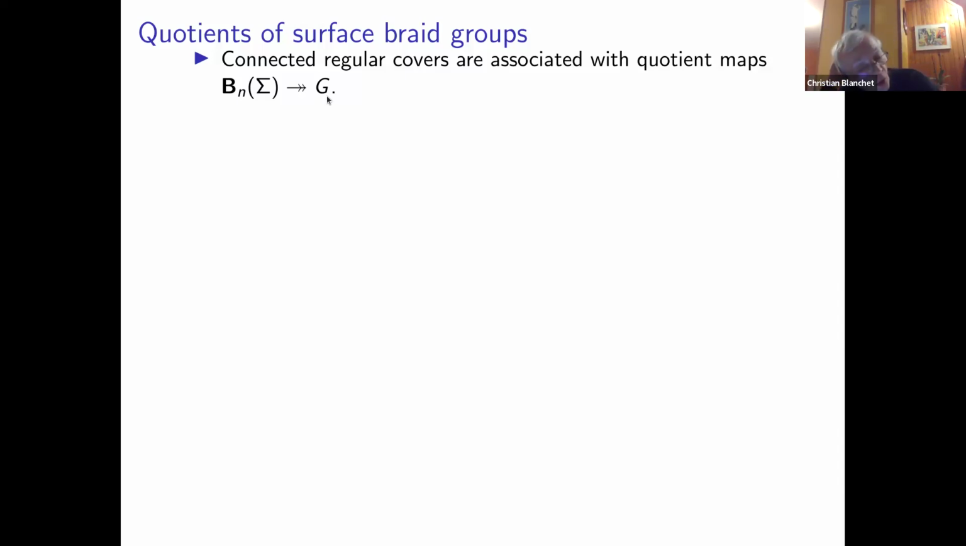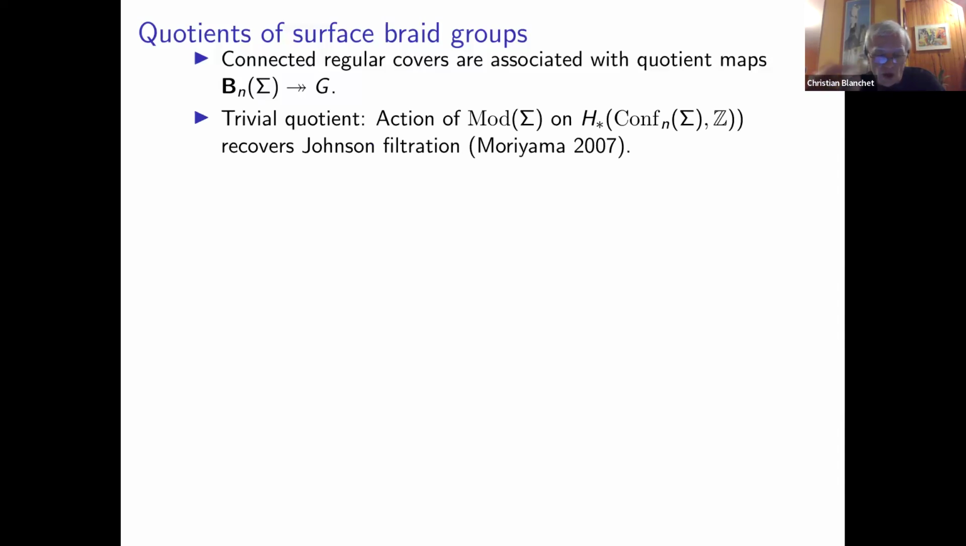In the case of Lorentz, sigma was the punctured disk, and G was Z2. And essentially, the question was extracted from abelianization. We could already consider the trivial quotient, meaning the usual homology. And this was studied by Moriyama in 2007. And he proved that this recovers the known Johnson filtration. So I will not consider this case, but I want to mention this work by Moriyama.